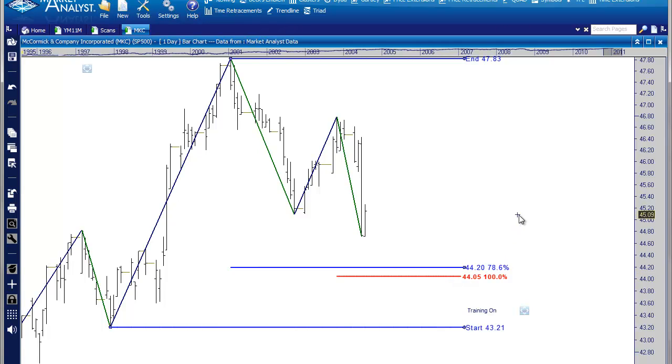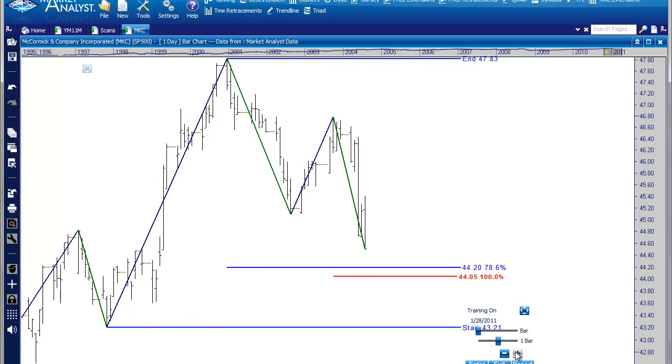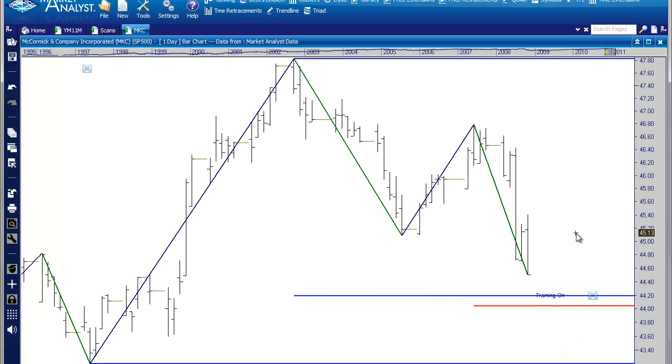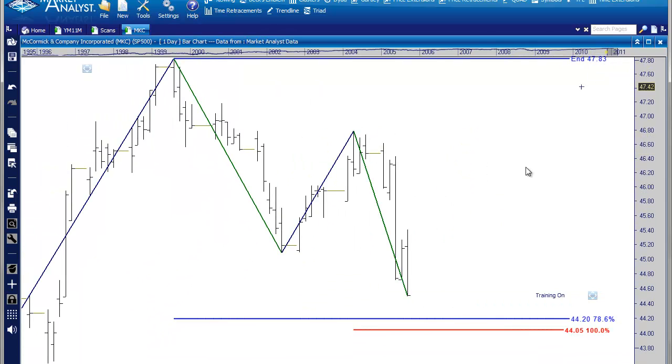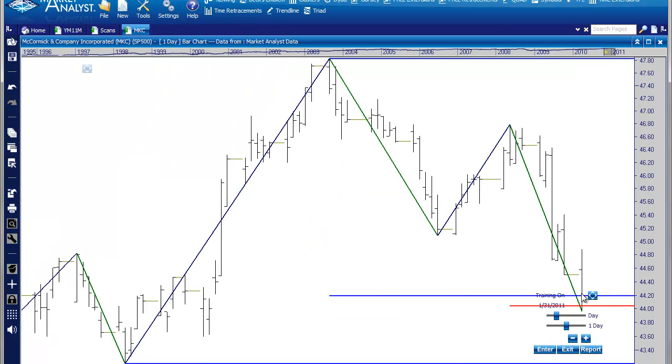So now let's add some bars here and see what happens. We have this in training mode, so we'll just add some bars. We've added some bars, and we would have put a buy limit in on this blue line here, which is 44.20. So as we add a day worth of data, we'll do that here. It comes down, you would have filled here at 44.20. Now that we're filled at 44.20, we keep our stop here.